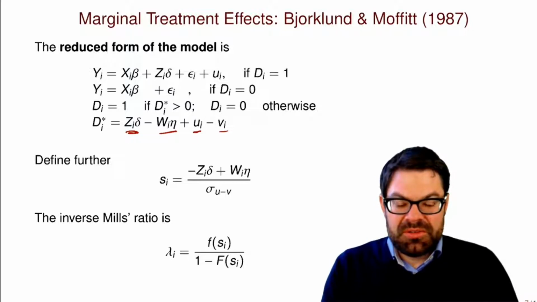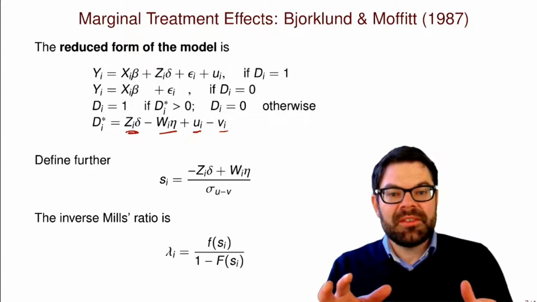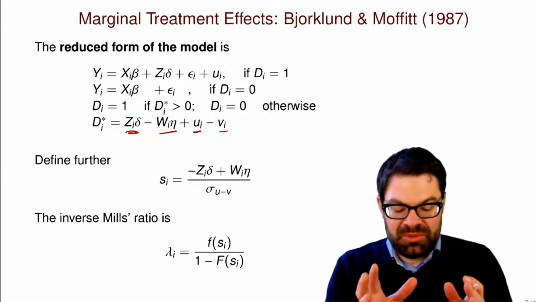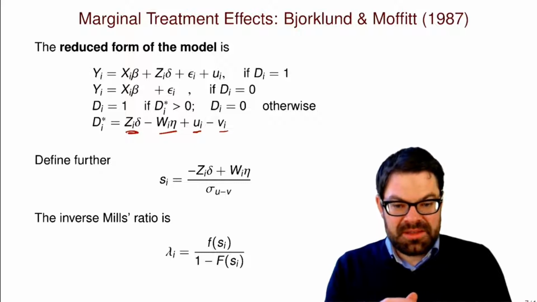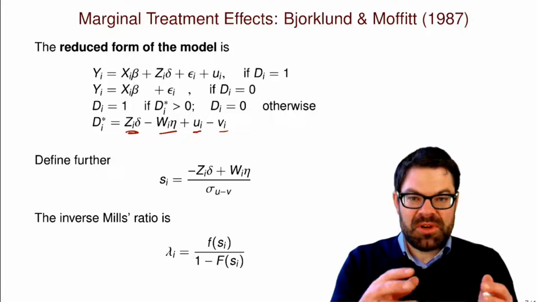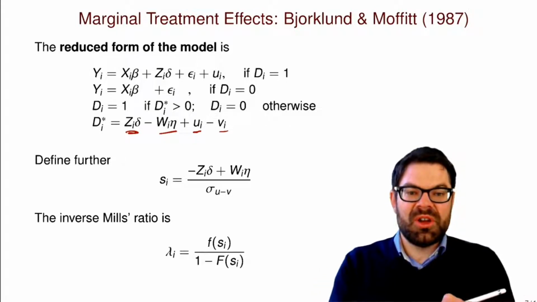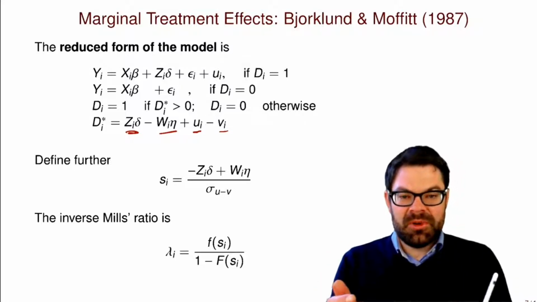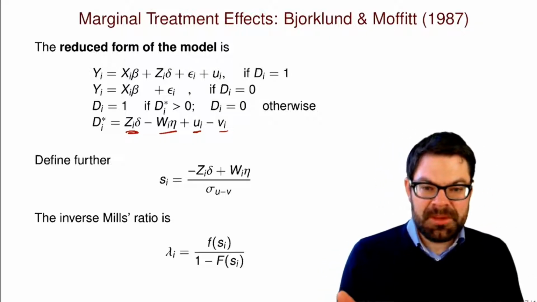So what we're going to do now is look at various effects. That's what they do in the paper. All I'm going to do here is demonstrate how these effects can be expressed through parameters of the distributions of these various error terms. Remember again, what are those error terms? The most important ones here are U and V.